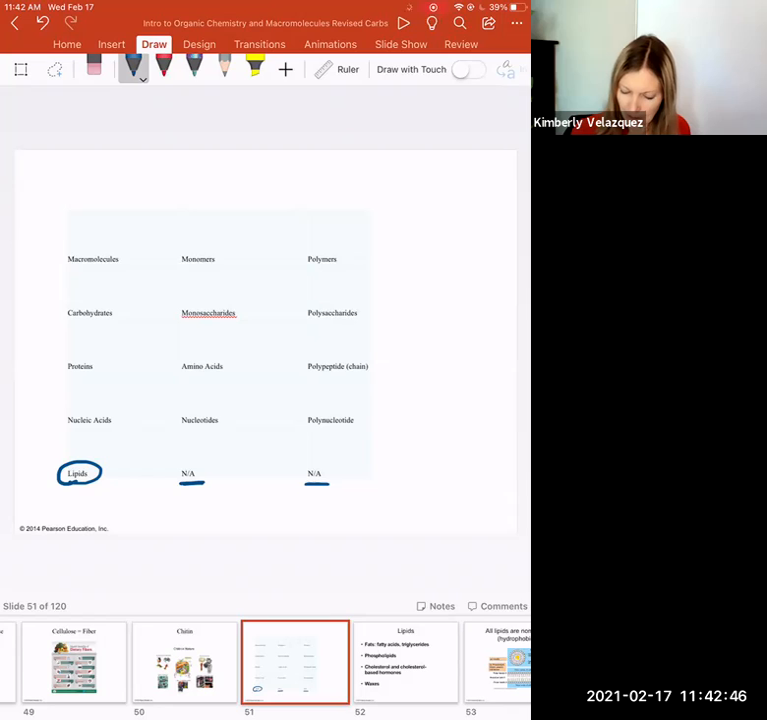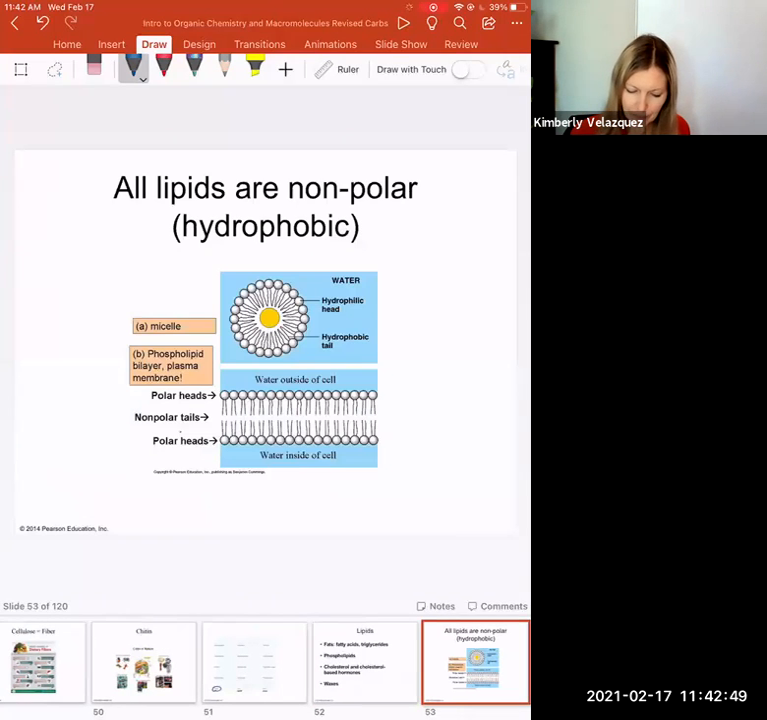What they do all have in common, though, is that they are all nonpolar or hydrophobic. And we learned this during the properties of water lecture when we talked about how water shapes nonpolar molecules. And we used phospholipids as our example. Remember, phospholipids actually have a head region that's polar, but the tails are nonpolar. And those tails are actually fatty acids. So fatty acid tails are what make that part of the phospholipid nonpolar. And fatty acids are one of the categories of lipids that we're going to talk about.